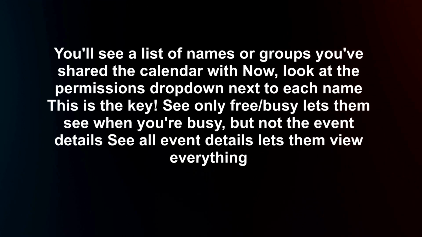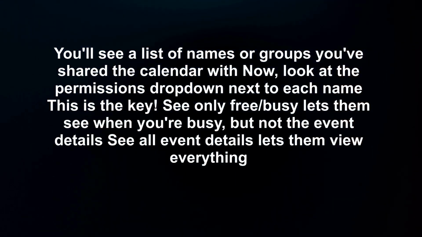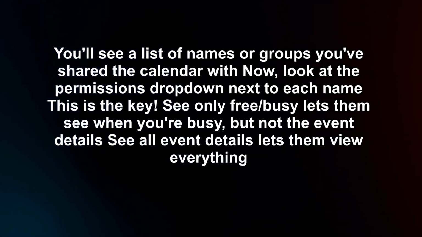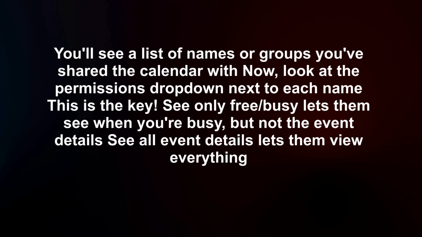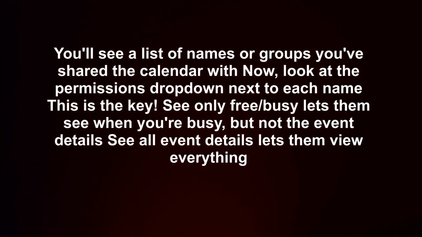You'll see a list of names or groups you've shared the calendar with. Now, look at the permissions drop-down next to each name. This is the key. See only free/busy lets them see when you're busy, but not the event details. See all event details lets them view everything.